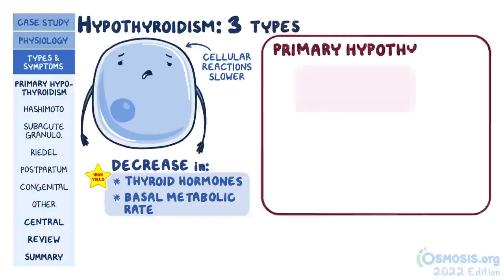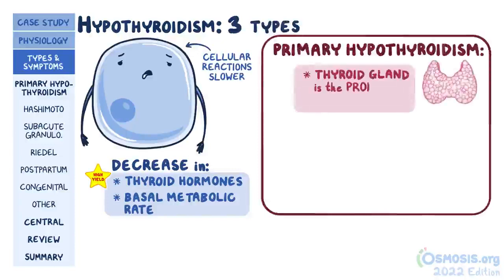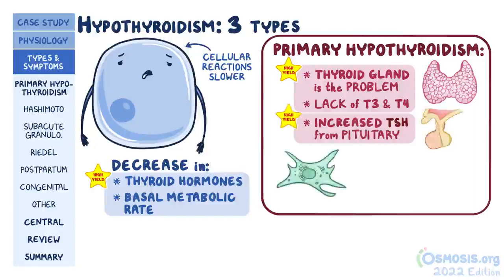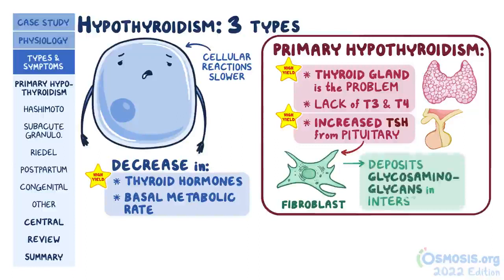There are 3 types of hypothyroidism. In primary hypothyroidism, the thyroid gland is the problem because it isn't making enough thyroid hormones. Not only is there a lack of T3 and T4, which causes a slowing down of metabolic processes, but there are also increased levels of TSH from the pituitary to try to stimulate the gland. A secondary effect of the high levels of TSH is that it stimulates fibroblasts in the skin and soft tissues. The stimulated fibroblasts start depositing glycosaminoglycans in the interstitium.